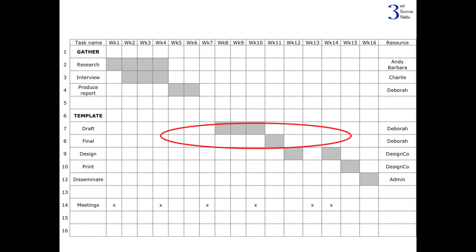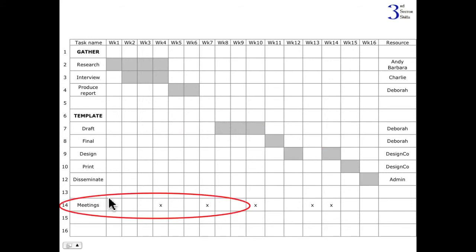What about this meeting stuff at the bottom though? This is really for me as a project manager. There is going to be a meeting in week 1 where everybody gets together. This is the plan, this is how we're going to work it, etc. And around about week 4, when the research and interviews finished, I plan to have another project review meeting just before we let Deborah loose in producing the report. Here's the big one. Deborah's done her report, and in week 7 there's no activity in my team because that report's being reviewed by somebody else, and so it goes on throughout the project there.